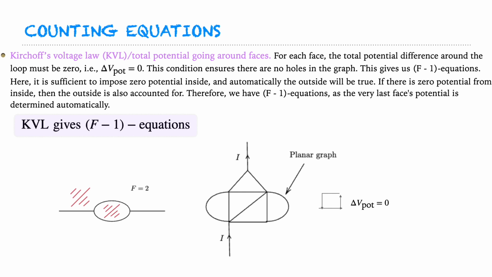See that figure. Here we have two faces, one inside and one outside, but the elementary loops equal 1. So if there is 0 potential from inside, then the outside is also accounted for. Therefore we have F minus 1 equations, as the very last face potential is determined automatically.